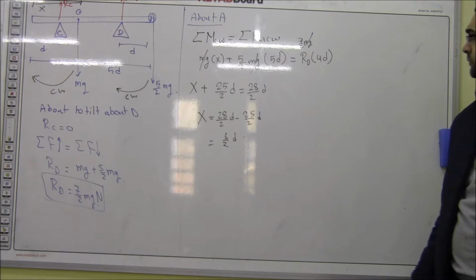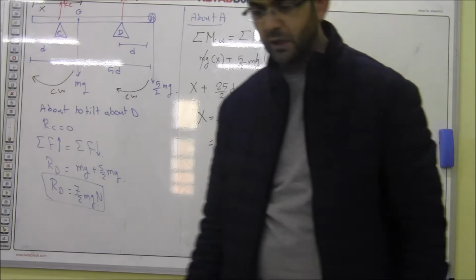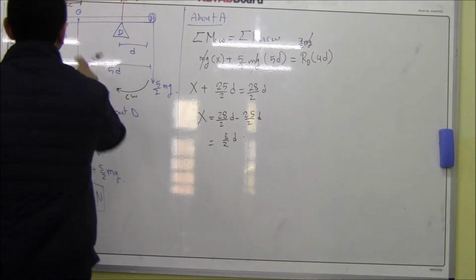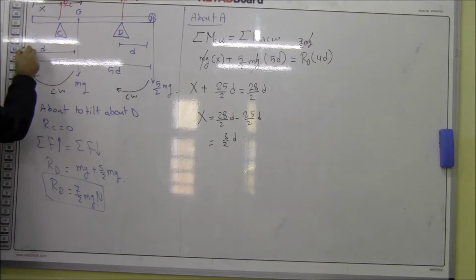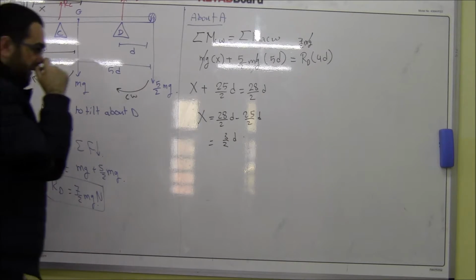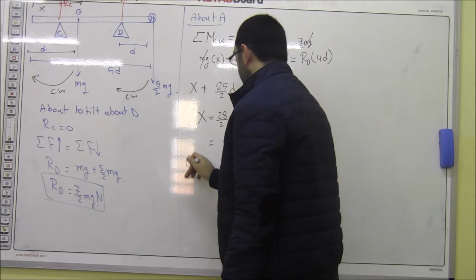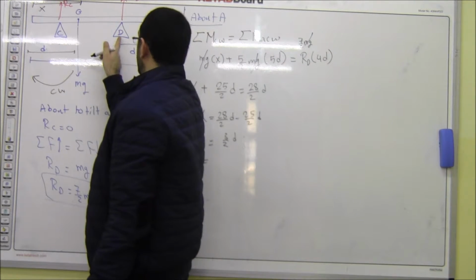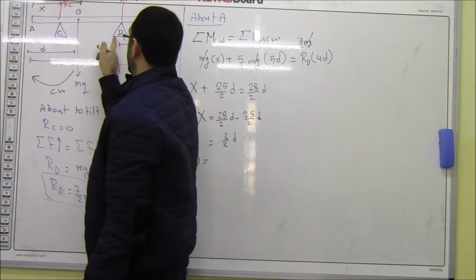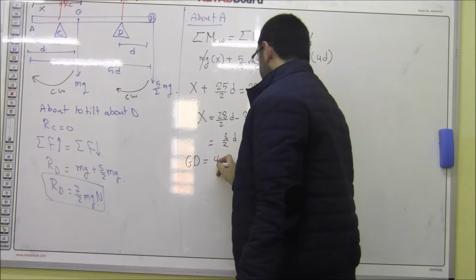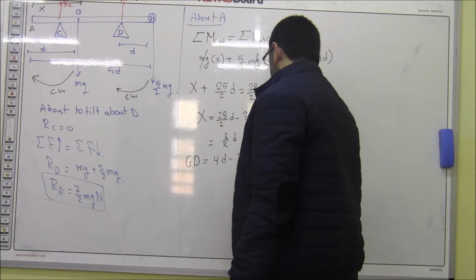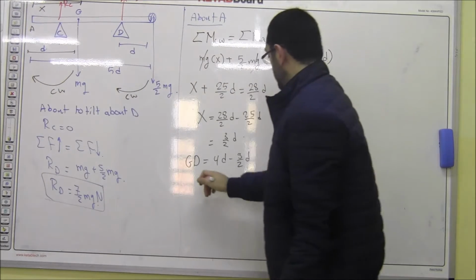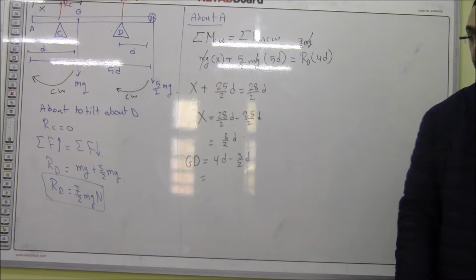5 over 2? Sure? Sir, I did it another way. From where are we asking? I said about GD, oh, okay, sorry. GD. Okay, fine. Now we found this. The distance GD, please. From here to here is what? 4d. From D to A, 4d. 4d minus 3 over 2 d. This will be 5 over 2 d, I think.